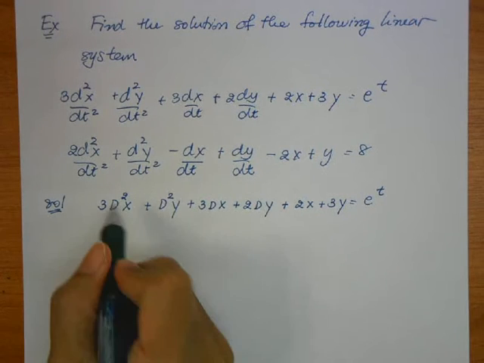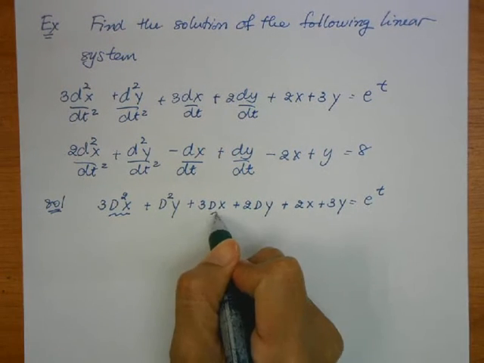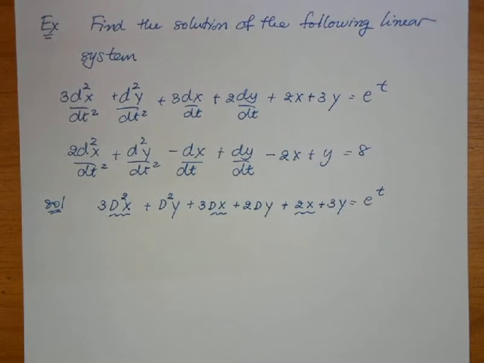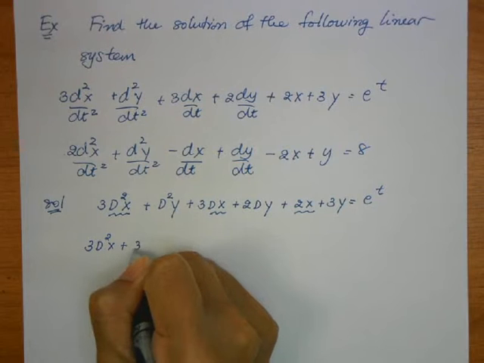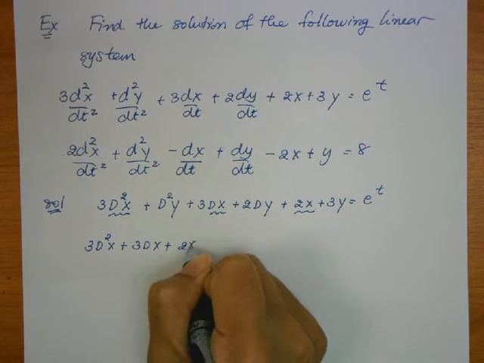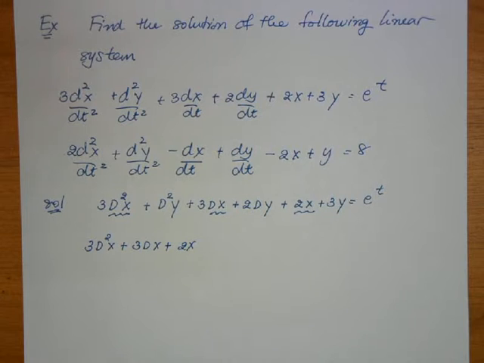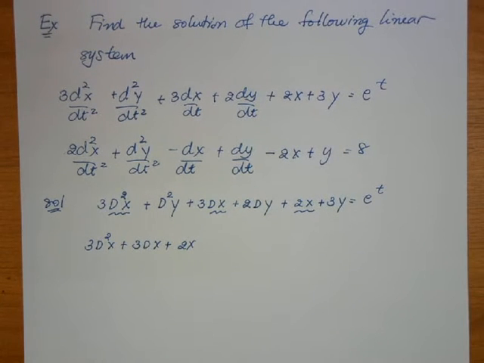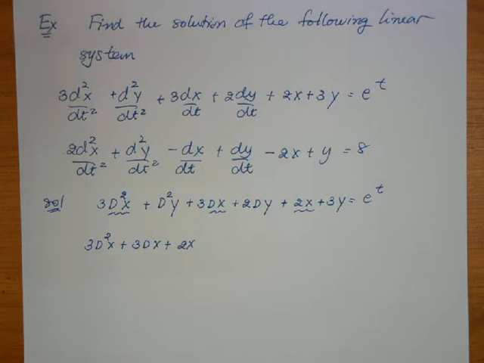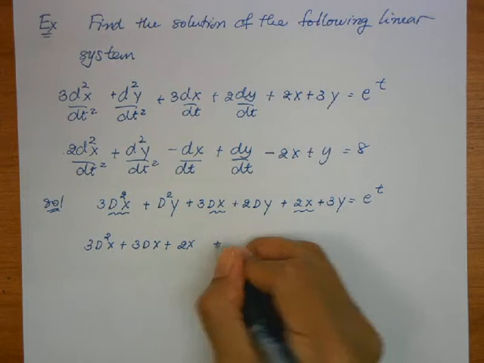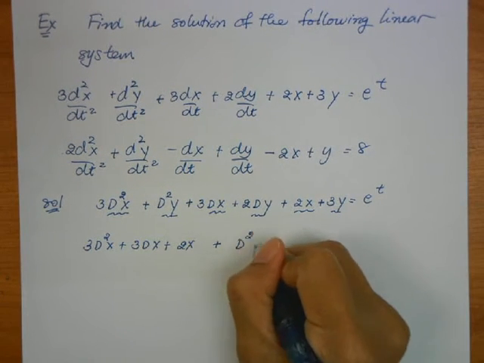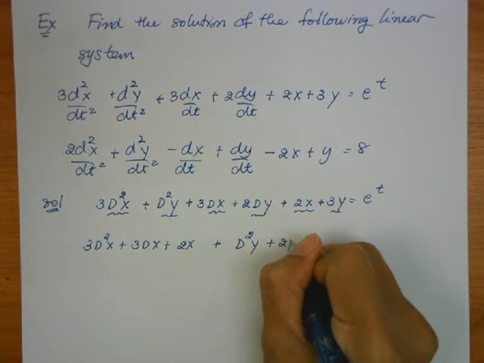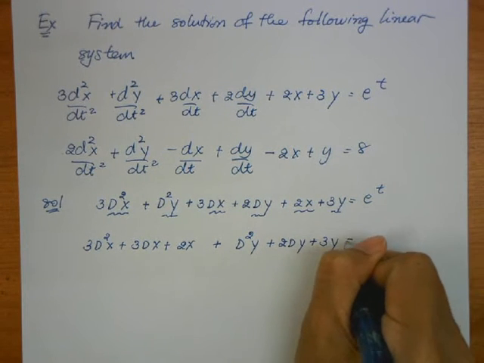Now, any term which has x, you put them together and take x out. So you get 3d squared x plus 3dx plus 2x. The thing is that you've got to rearrange the terms because now you have two dependent variables. You've got to combine the terms which have the same dependent variable together, right? And any term which has y, you put them together. So you would get d squared y plus 2dy plus 3y equal to exponential of t.